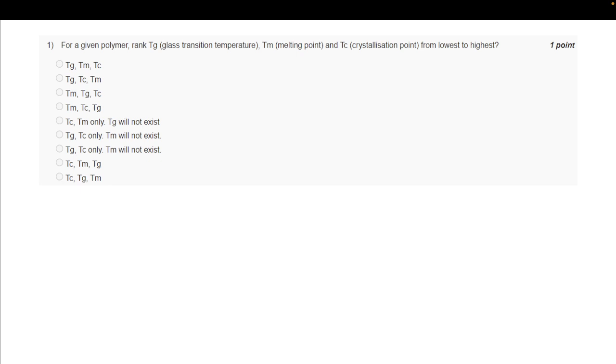So this is the week 2 assignment. The first question is, for a given polymer, we have to rank the glass transition temperature, melting point and crystallization point from lowest to highest. There are certain options given here, only one option is correct. So take your time in getting at the right answer, and then we can discuss the answer.